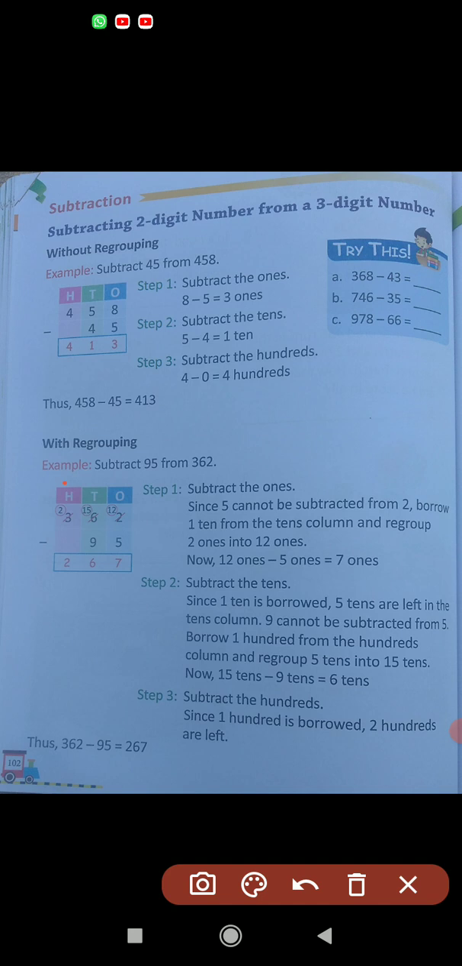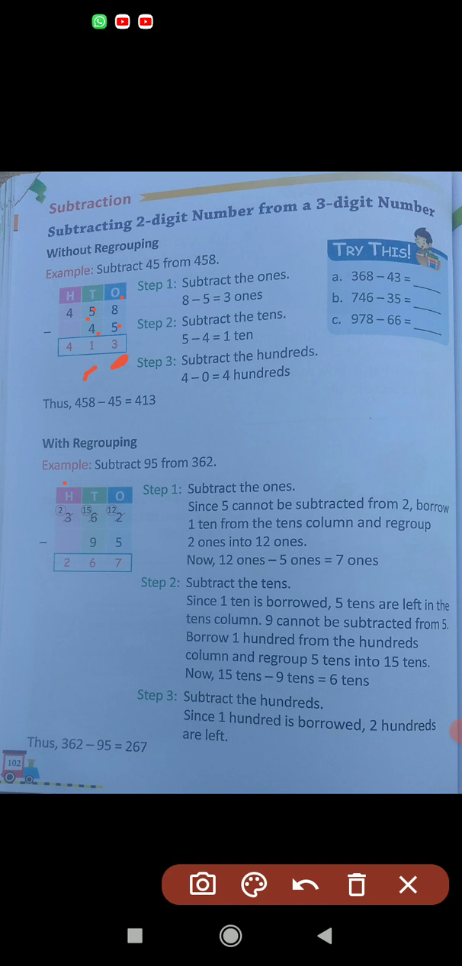So see, 1's place number 8 minus 5. Okay, 8 minus 5 is equal to 3. Write 3 in 1's place column. Now step 2 is subtract the 10's in 10 place. See, 5 and 4 is at 10's place, so 5 minus 4 is equal to 1.